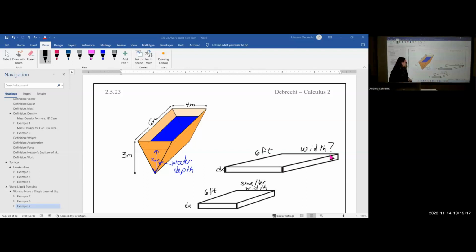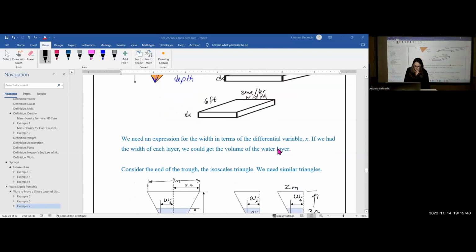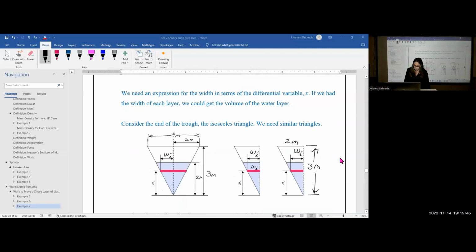Now, as we go down, again, these boxes, these tiny little, very, very thin boxes that represent the layers of water, the width is getting smaller as it goes down. But the length of it is still 6 feet. So this is still 6 feet, but the width of it, that's getting smaller as it gets lower. So we need an expression for the width in terms of the variable x.